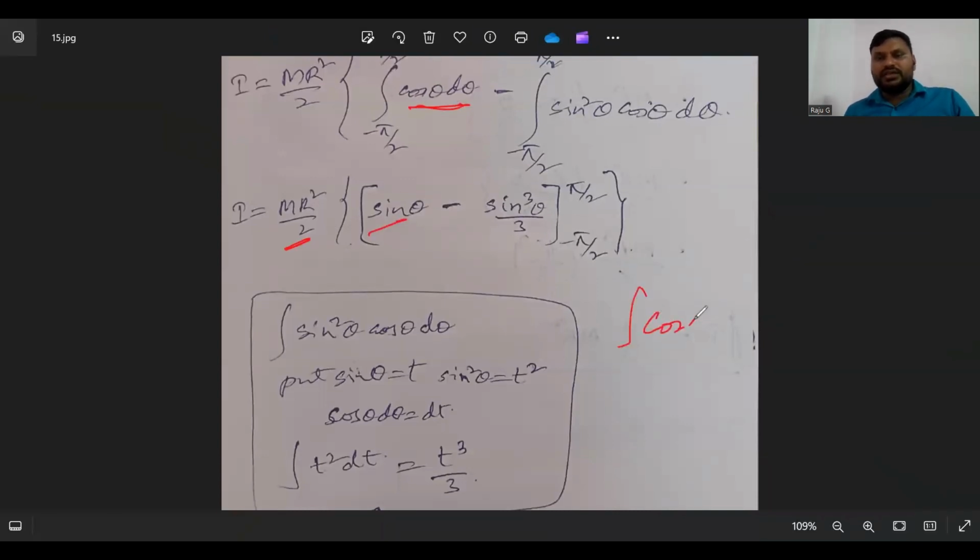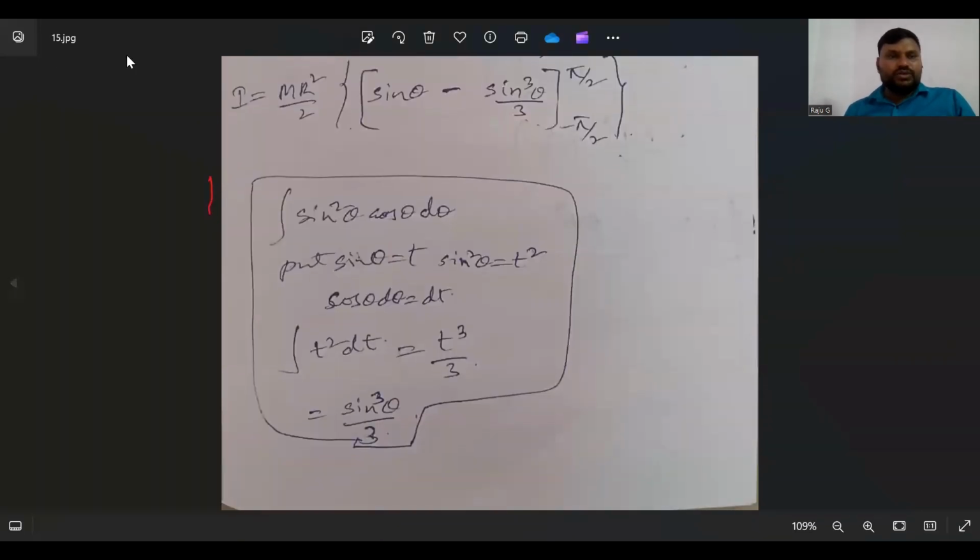The integral of cos theta d theta is equal to sine theta, one of the integration formulas; remember it. And the integral of sine square theta cos theta d theta is sine cube theta by 3. We will do that integration here. So, the integral of sine square theta cos theta d theta we are doing here.